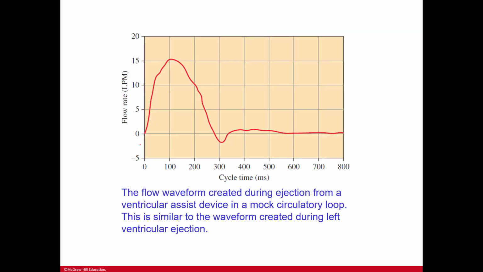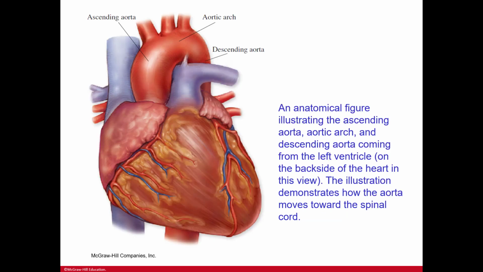And then here you can see the flow waveform created during an injection of a ventricular assist device in a mock circulatory loop. This is similar to a waveform created during the left ventricular ejection. And then here is the anatomical figure illustrating the ascending aorta, aortic arch, and the descending aorta coming from the left ventricle. So it just demonstrates how the aorta moves towards the spine.